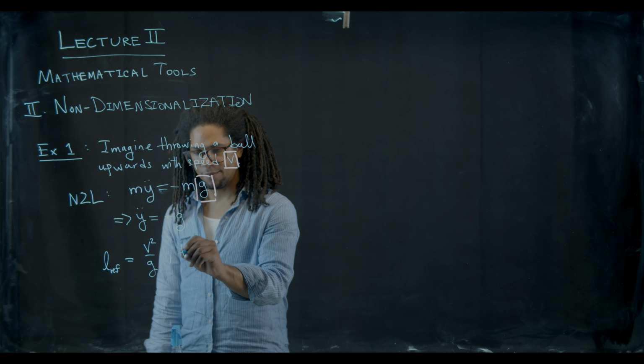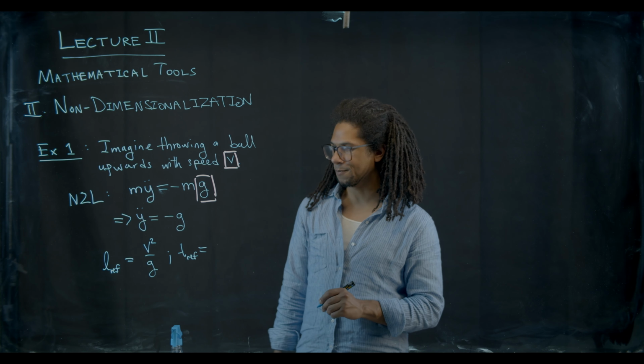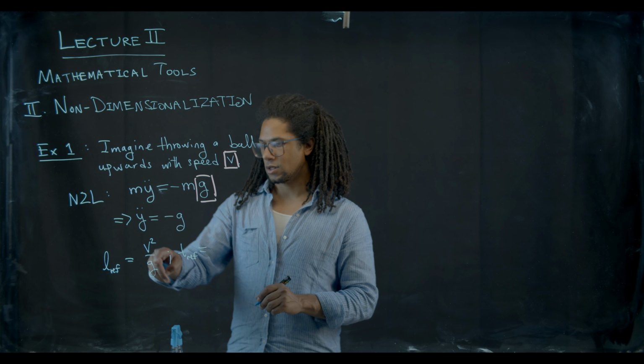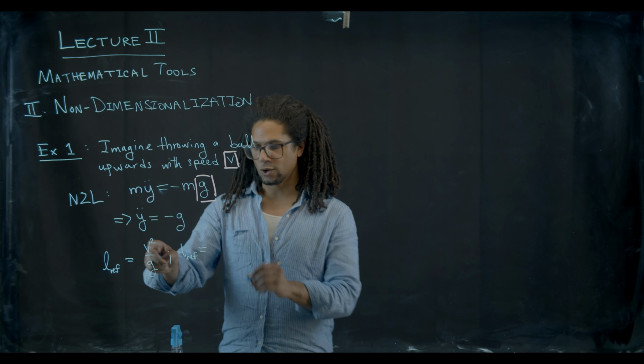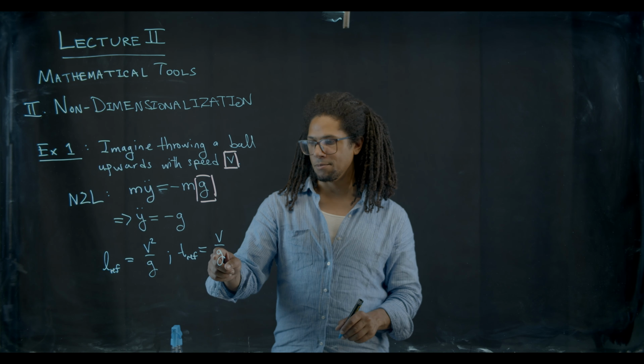If we want a time, we can get the following. Well, in this case, we're going to just want v over g. Now the meters will cancel, but we'll get meters per second and meters per second squared.